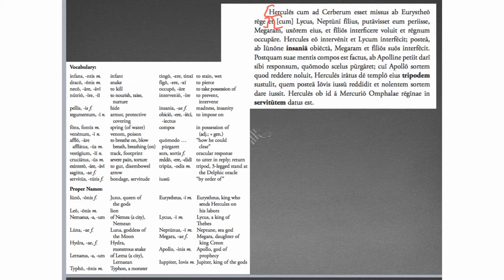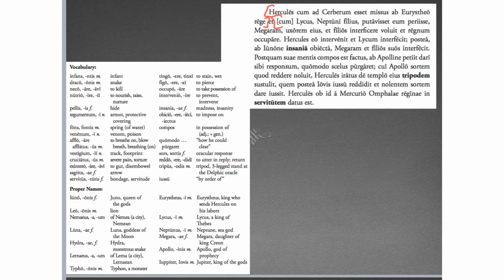Now if you remember, we're shifting into indirect statement. Had thought that he had killed Megara, his wife, and he wanted to kill his sons and occupy the kingdom.